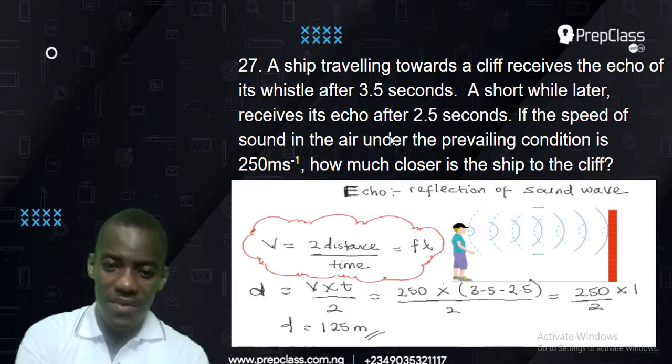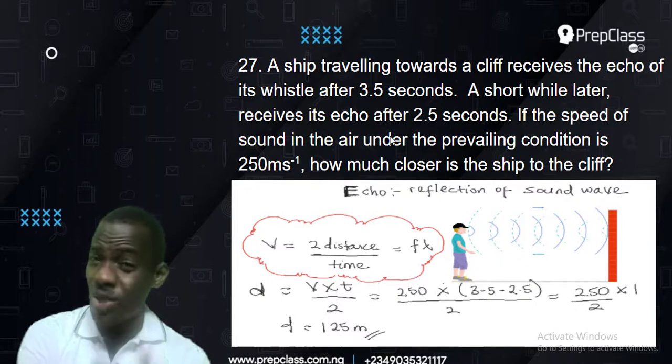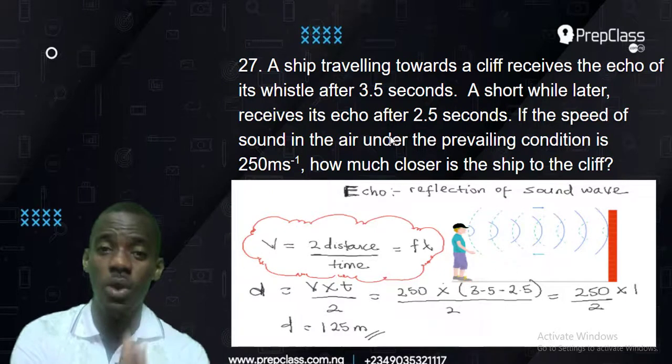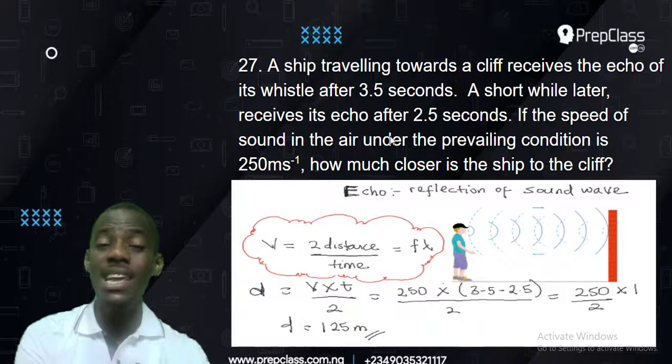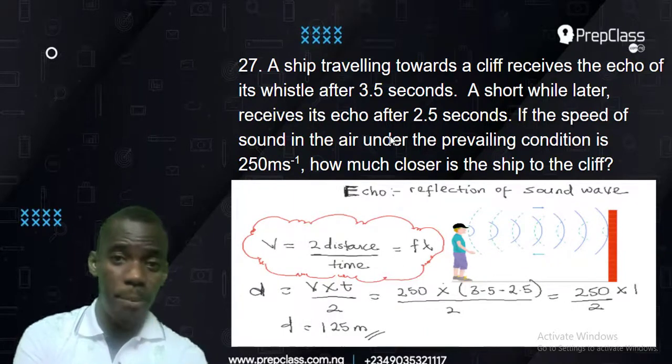Now what's my V? My V is 250. That's my velocity. Then my time is from 3.5 to 2.5. Just subtract the time, over 2. So you'll be getting 250 times 1 over 2. So the answer for distance is 125 meters. Remember, it is not difficult. It's just the formula. Once you know the formula for echo, you can solve all questions on echo. Once you know the formula for refractive index, number 26, you can solve any question on refractive index. It's not difficult, it's just a manipulation of formula.